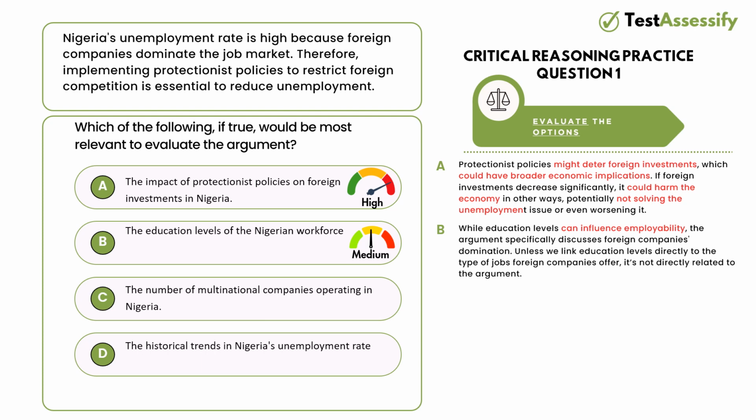Let's look at option B. Is the education levels of the Nigerian workforce the most relevant criteria to evaluate the argument? Okay, let's analyze option B. While education levels can influence employability, the argument specifically discusses foreign companies' domination. So unless we can link education levels directly to the type of jobs foreign companies offer, it's not directly related to the argument. So while it is relevant to evaluate the argument, I will rate it as medium because it is not that important.